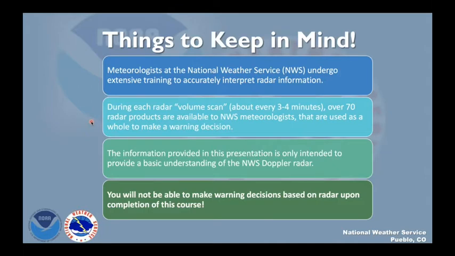Yeah, and the information in this is really only meant for basic interpretation. This is the basic SKYWARN class. So the basic radar overview and what you're seeing on there. Otherwise, at this last bullet point, it's really quite obvious, but you'll not be able to make a warning decision. Well, we're at the National Weather Service, so we do the warnings. But you will be able to interpret it and come up with your own judgment call of what's happening in that storm.